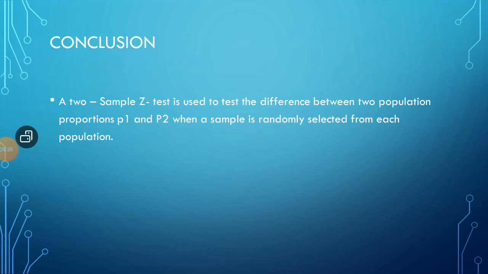Conclusion for the topic. A two-sample Z test is used to test the difference between the two population proportions P1 and P2 when a sample is randomly selected from each population.